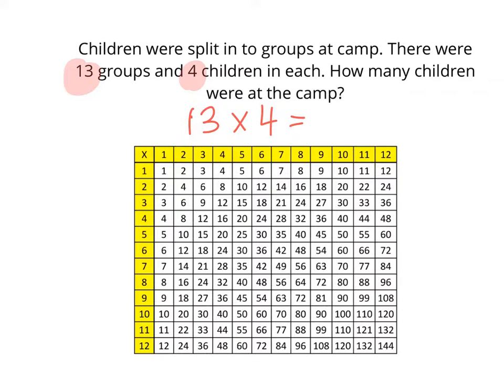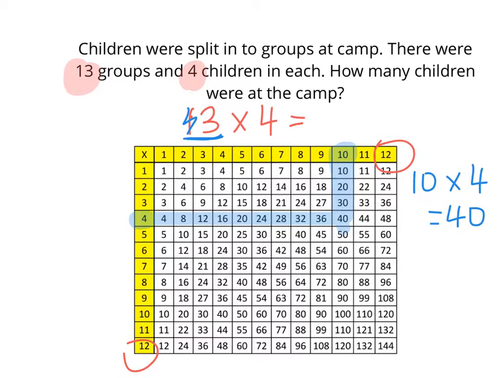Now, my times tables chart only goes to 12. That's the biggest that they have, so I might think that I can't solve this problem using my chart, but I can use my place value to break up this number. The first thing I can do is figure out what 10 groups of 4 is. I can see that if I find 10 and 4 and figure out where they meet, the answer to that is 40. So 10 times 4 equals 40.